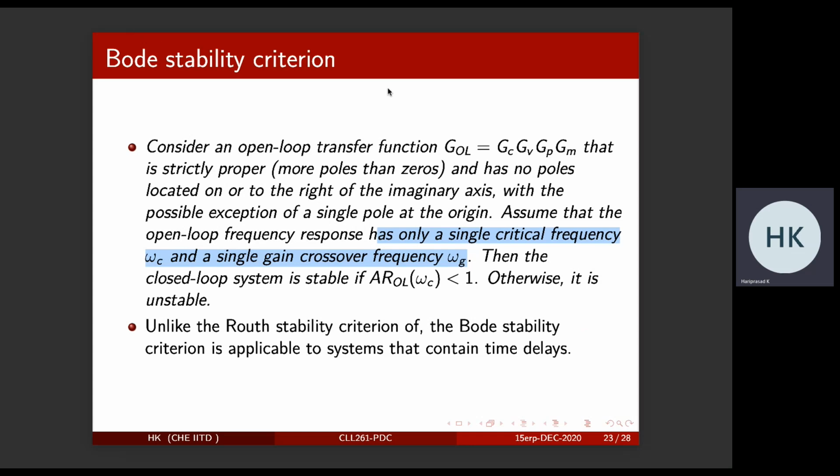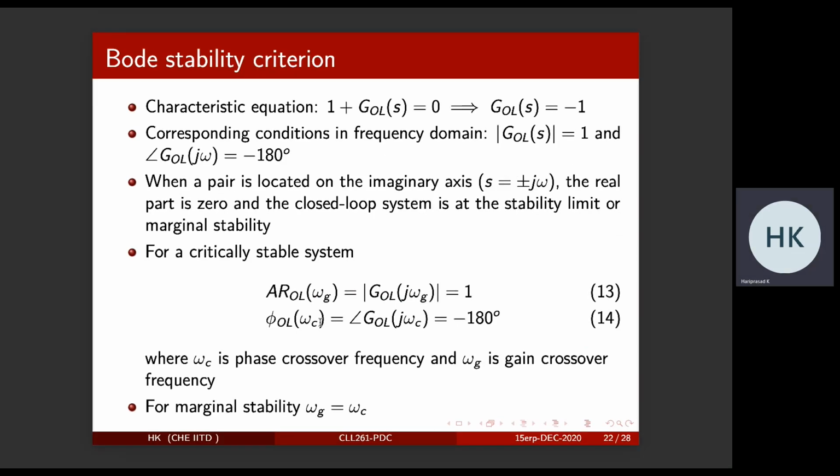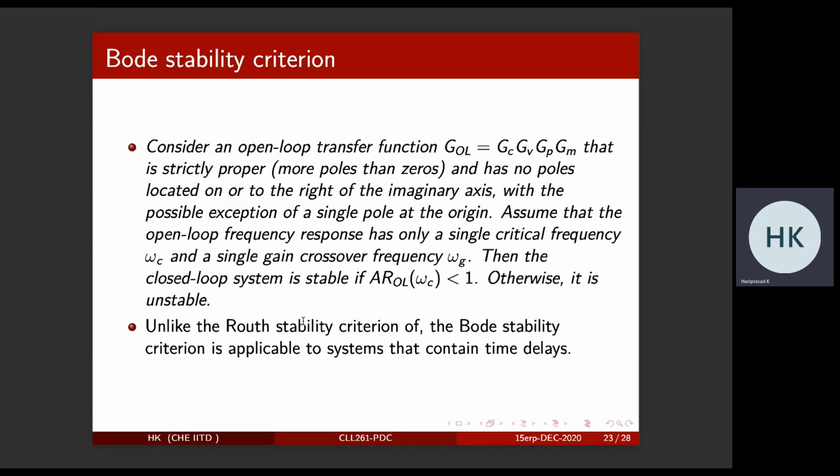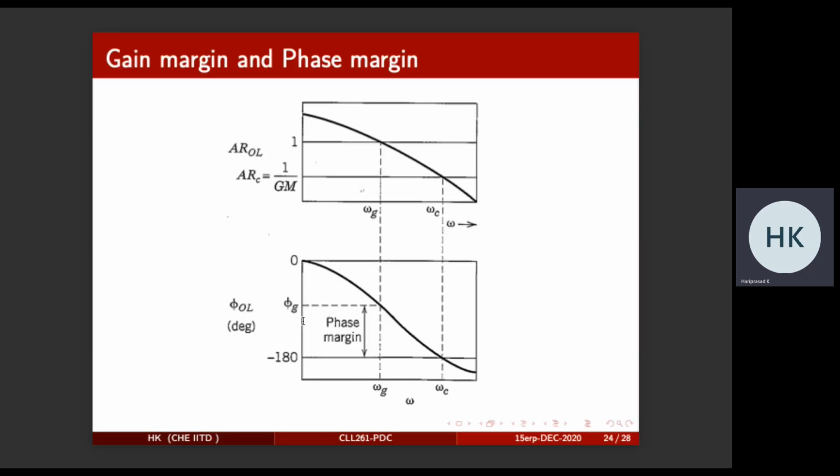So the idea is that the amplitude ratio at the crossover frequency WC, which is the crossover frequency corresponding to the phase, should be less than 1. That is the way you would be able to identify whether the system is stable or not. It should be very clear to you that there is no problem of time delay here, because this would also be applicable for every system containing time delay.